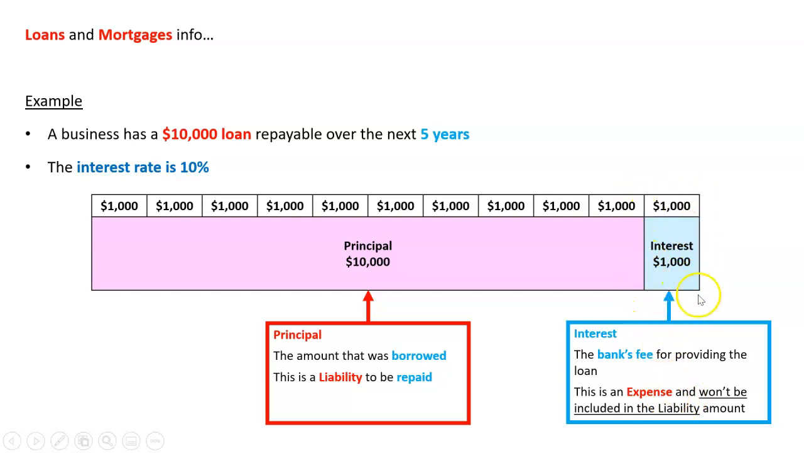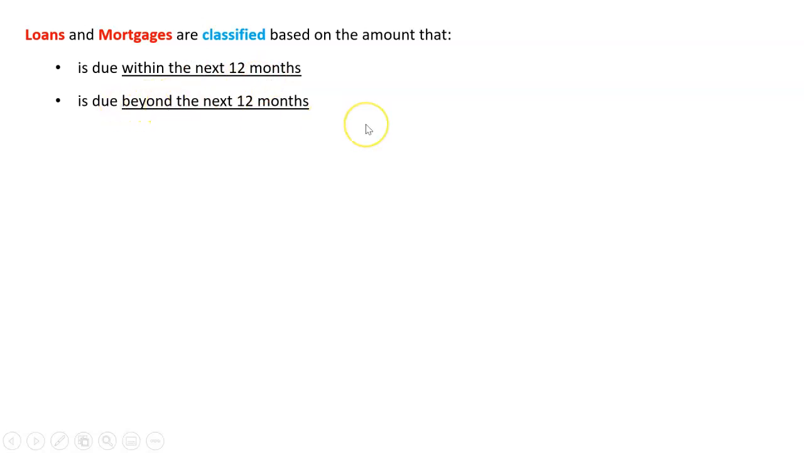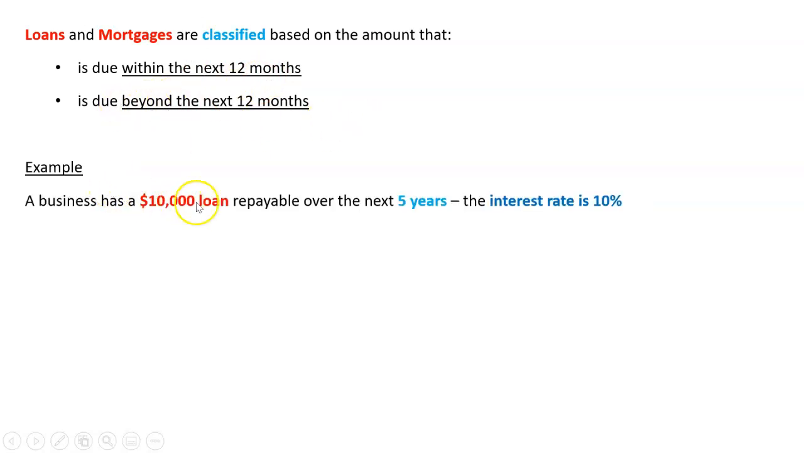This will pop up. It needs to be recorded, but it's an expense. It'll go in a report called the income statement. But for now, we're just going to worry about how to classify the principal, the amount that I borrowed. It's simple. We just ask, what is the amount due within the next 12 months, and what is the amount due beyond the next 12 months? We're just looking at an example, a $10,000 loan repayable over 5 years. The interest is irrelevant. It's just there to confuse you. You don't need it right now.